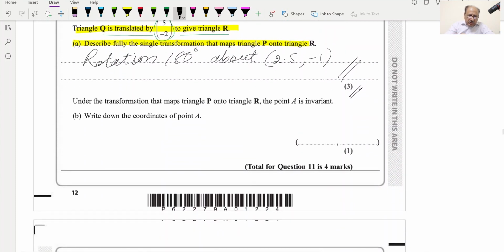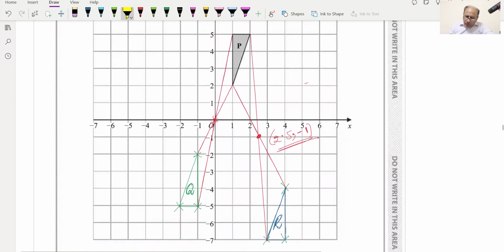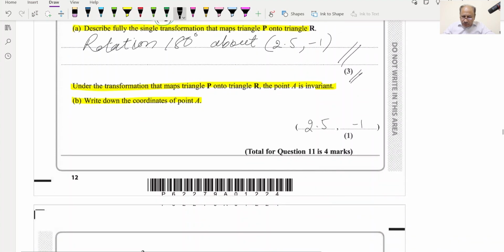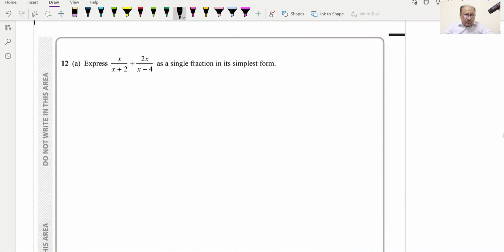Under the transformation that maps triangle P onto R, the point A is invariant, right, on the coordinates of the point A, and this point, basically this one is invariant, it's not varying, it's not changing. So we will write coordinates will be 2.5 and -1. Center is always the point which is invariant, which is not changing.